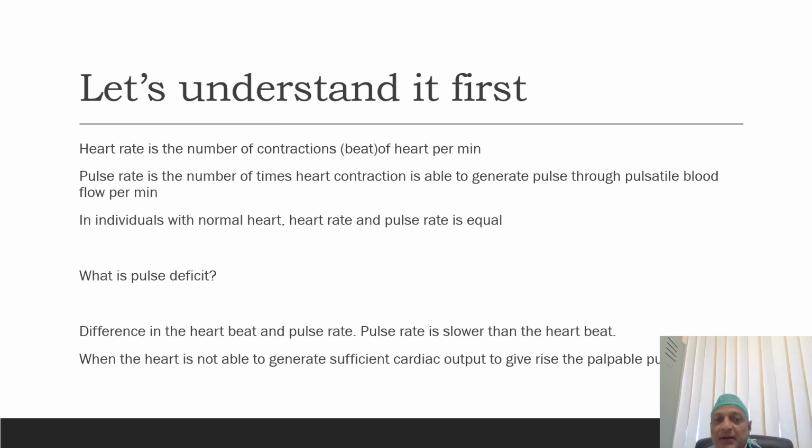Pulse deficit is the difference in the heartbeat and the pulse rate, meaning a difference in the heart rate and the pulse rate. Pulse rate is slower than the heartbeat, and it happens when the heart is not able to generate sufficient cardiac output to give rise to a palpable pulse, and it leads to pulse deficit.